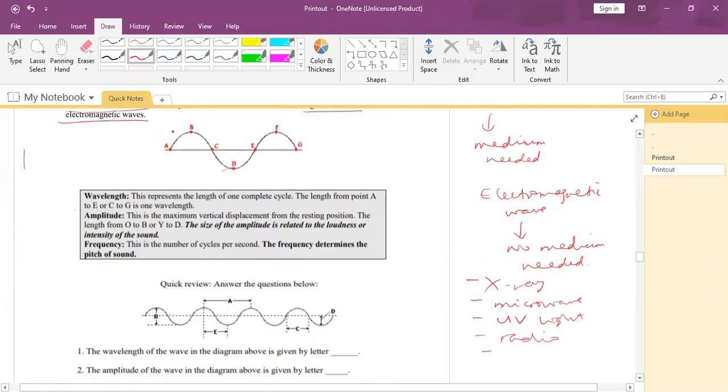So let's come back here. This is a starting point here. The wave starts from point A, goes up, down, and back to this line. So this line here is like a reference line. You call it a reference line, right? That's like a starting point.